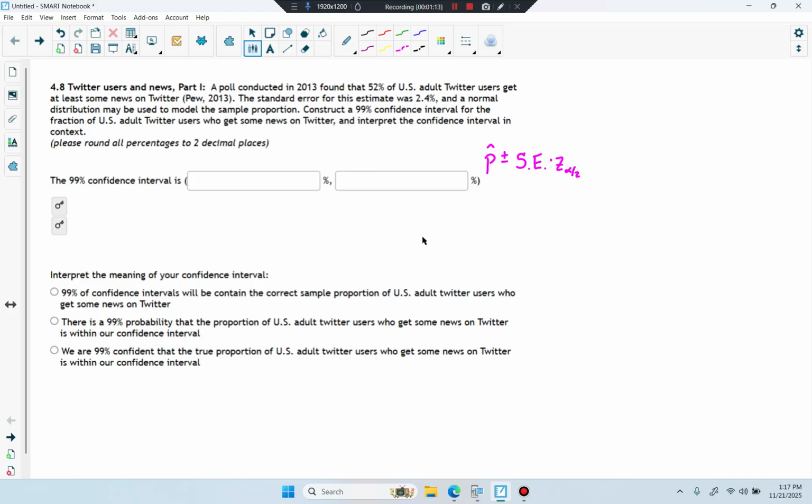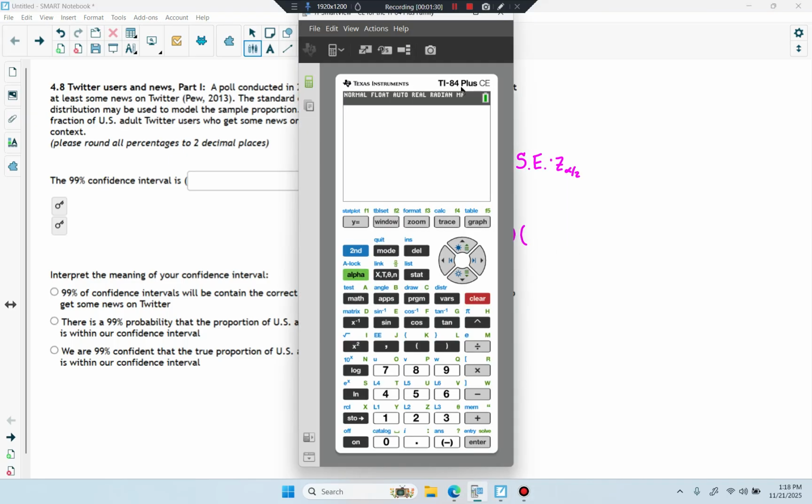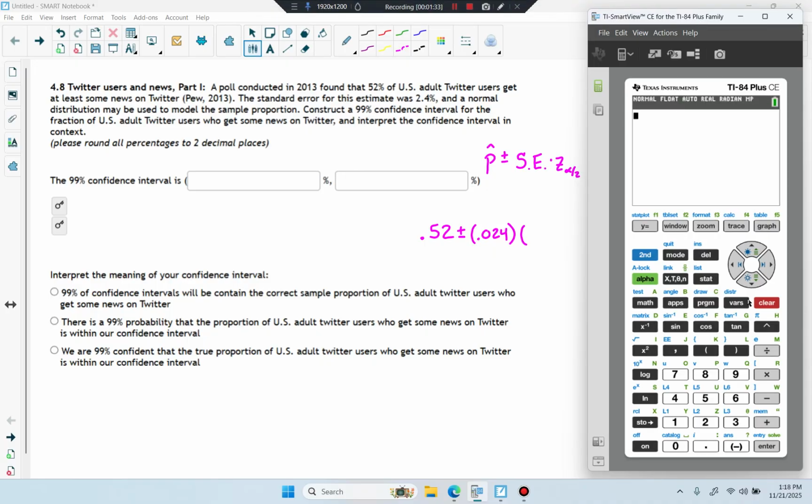So this is going to be 52% or 0.52 plus or minus the standard error, which was 2.4%, so 0.024, times the z value associated with the 99% confidence interval. So if I go to distributions and I do inverse normal, I'm going to do 99% confidence interval. That means that 99.5% of the area under the curve is going to be to the left of the number that I want. So this is 2.5758.